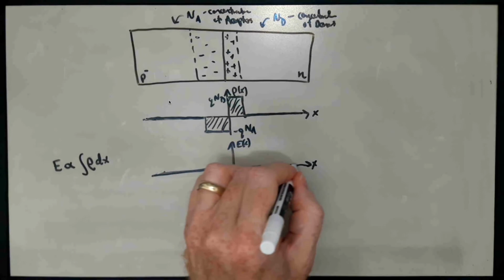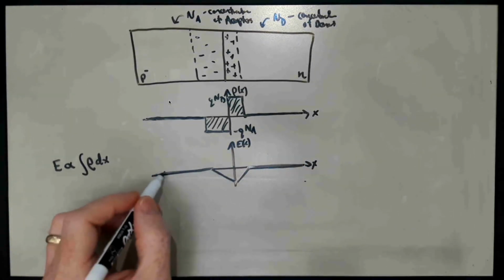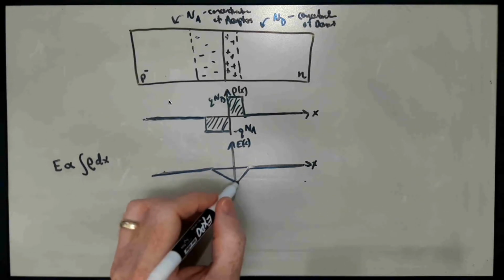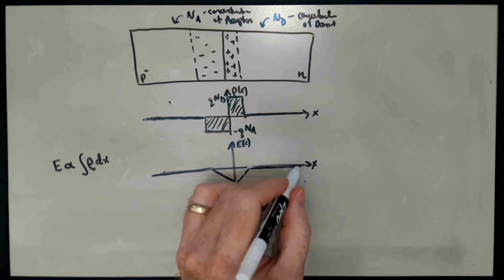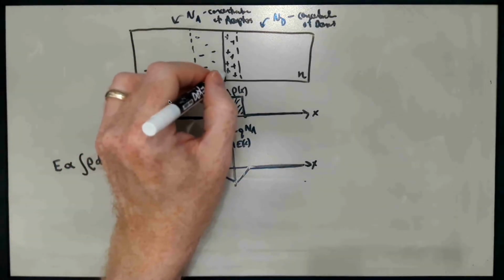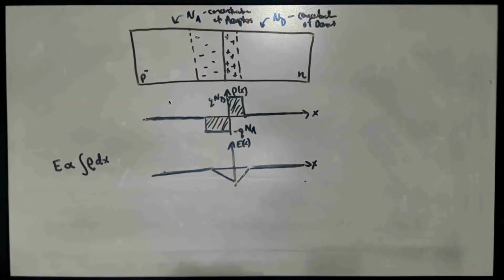And so we get a little triangular profile where the electric field increases linearly up to some maximum value, and then it decreases back down linearly on a different slope to 0 as well. And the maximum electric field is going to be right here at the p-n junction boundary.